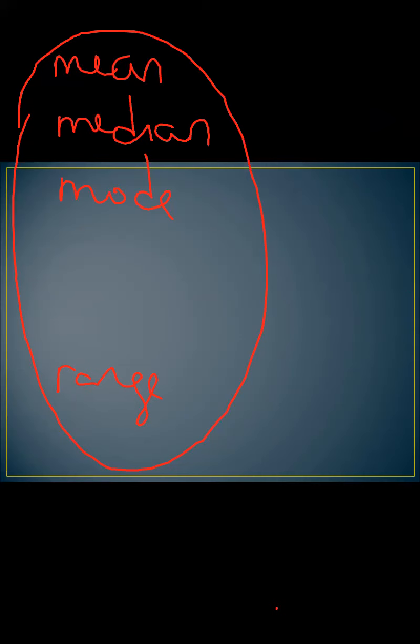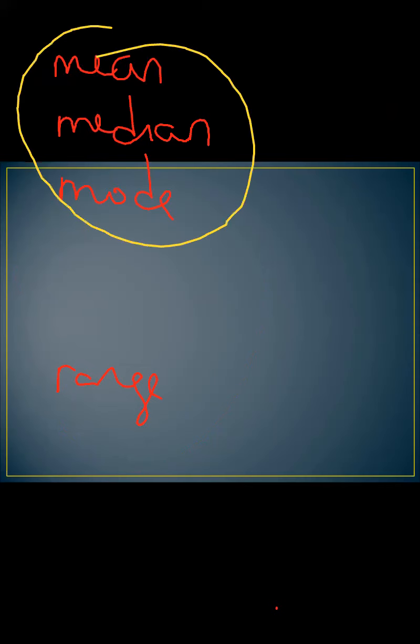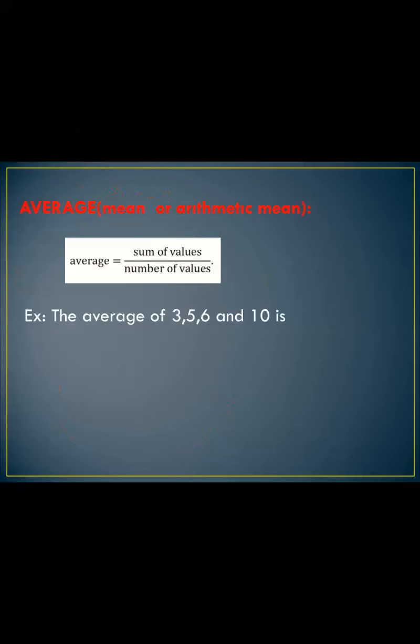And these first three, median, mean, and mode, give numerical information about the distribution of data. And the range measures the spread. Now look at the definition of these four basic ways. Mean, or we can say average, or arithmetic mean. Its formula is sum of values over number of values.